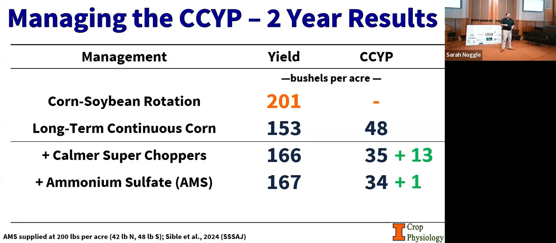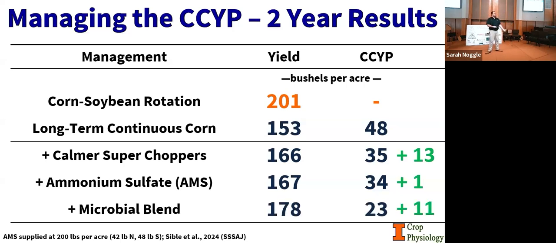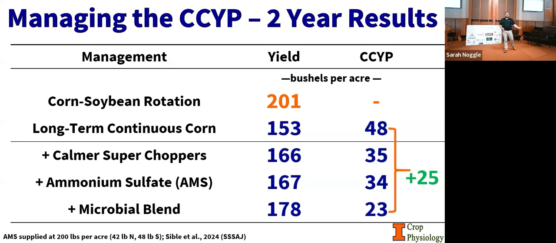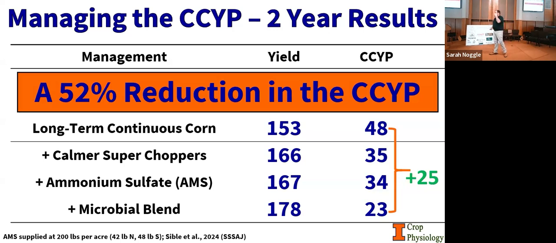And this is where things started to get interesting. We applied a living microbial blend on top of that. And I got another 11 bushels, and when you stack them all together, that's 25, and that's a 52% reduction in the continuous corn yield penalty.